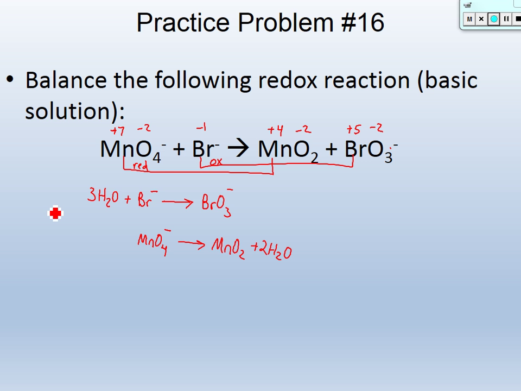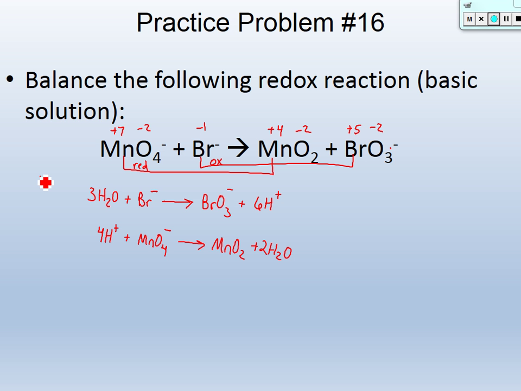Okay, step 4, balance the hydrogens by adding H+. Well, I've got 6 hydrogens on the left, so to balance that, I'm going to have 6 H pluses on the right. For this half reaction, I've got 4 hydrogens on the right. That means I'm going to have to put 4 H pluses on the left to balance it.